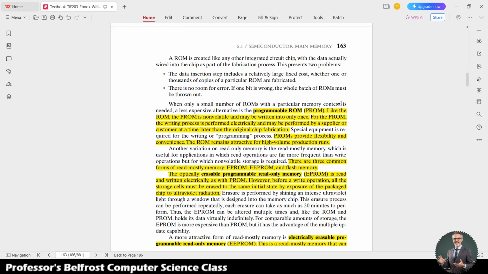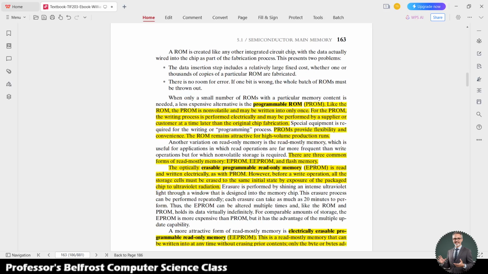A ROM is created like any other integrated circuit chip, with the data actually written into the chip as part of the fabrication process. Actually, there are two problems here. The data insertion step includes a relatively large fixed cost, whether one or thousands of copies of a particular ROM are fabricated, and there is no room for error. If one bit is wrong, then the whole batch of ROMs must be thrown out.